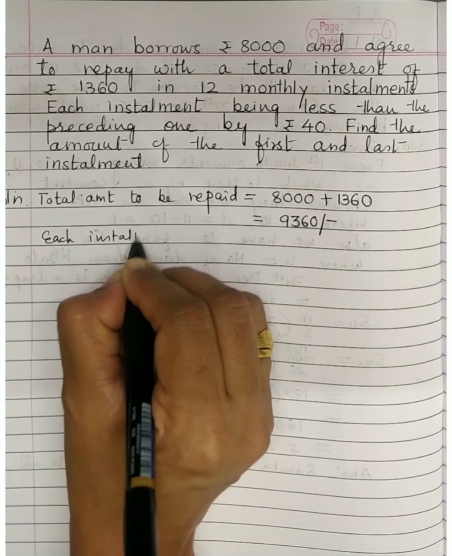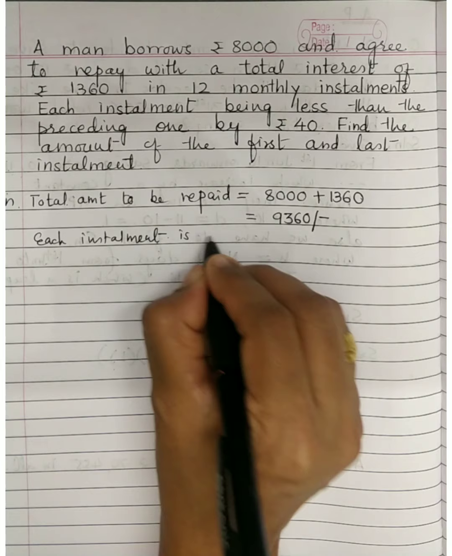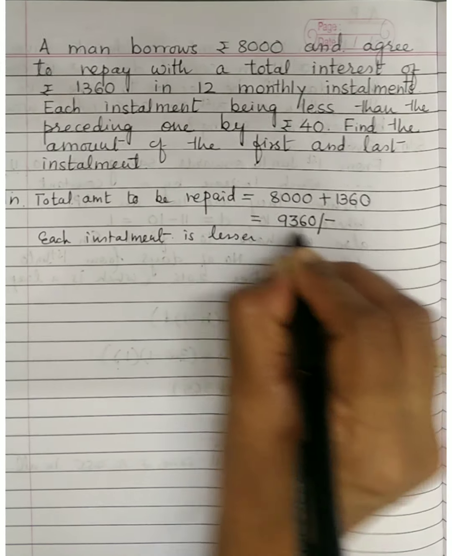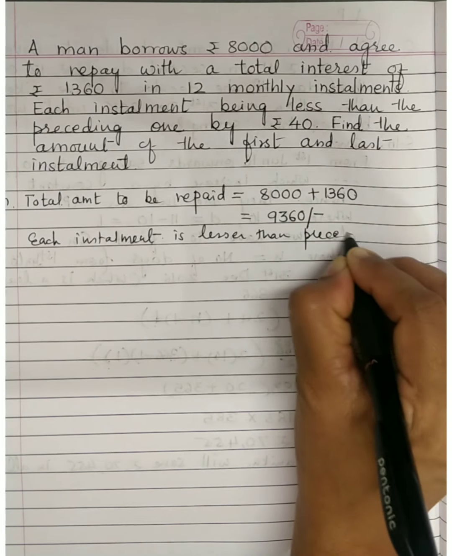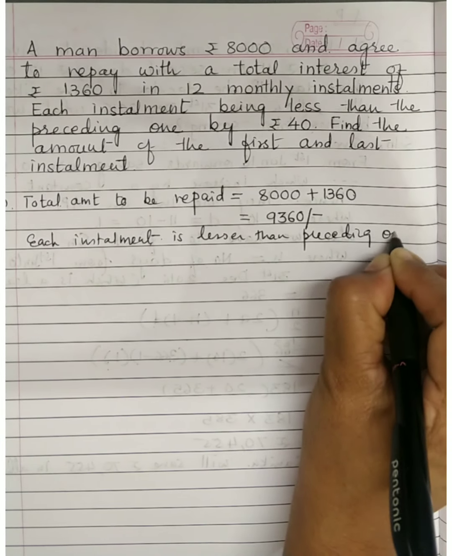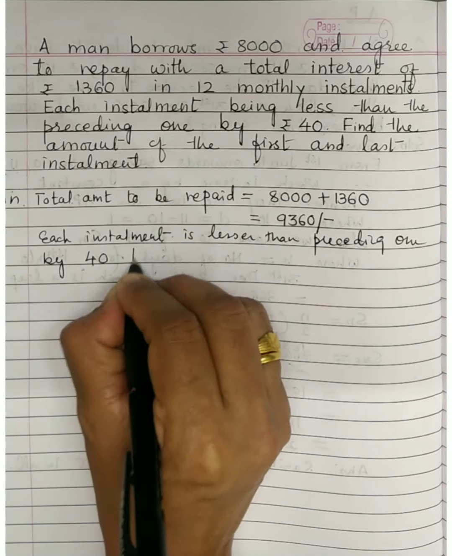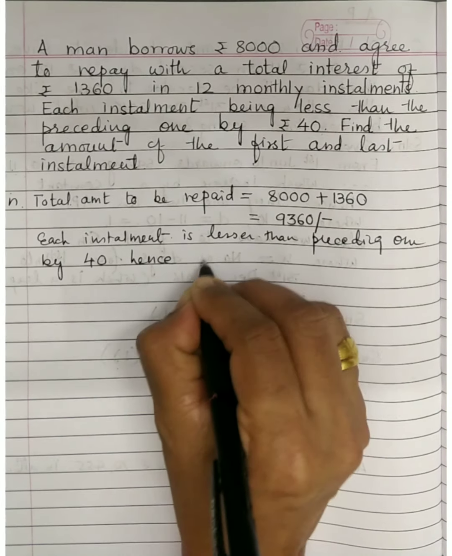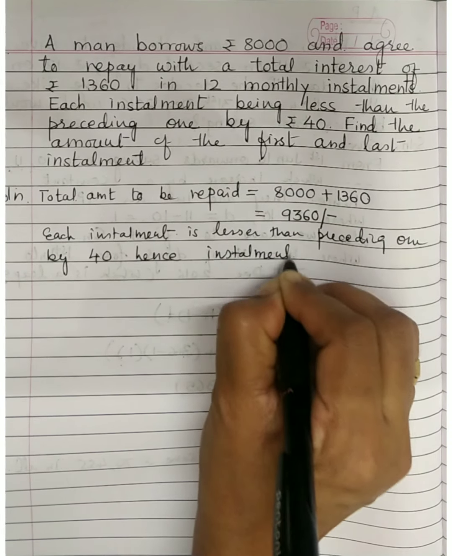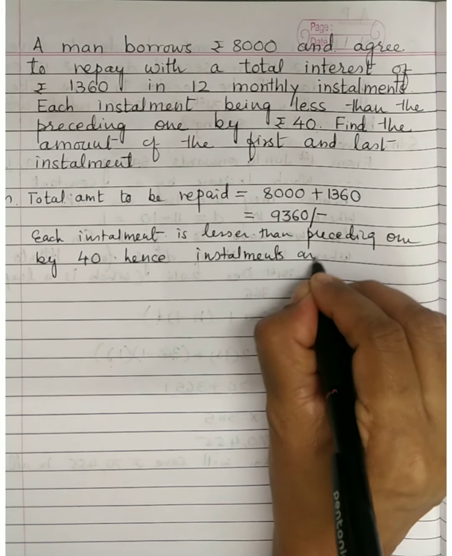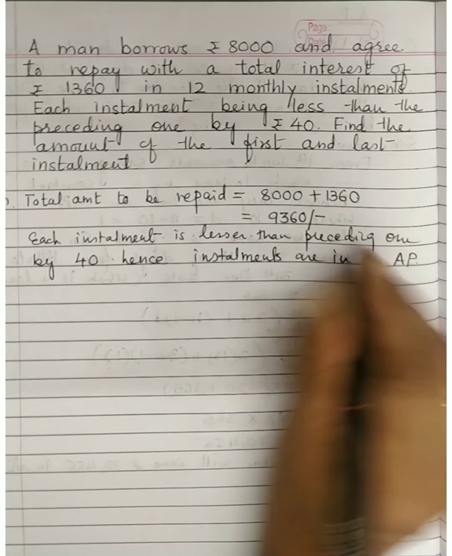Now, as each installment is lesser than the preceding one by 40, which is a constant, hence the installments are in AP. Very importantly, this statement is a must.